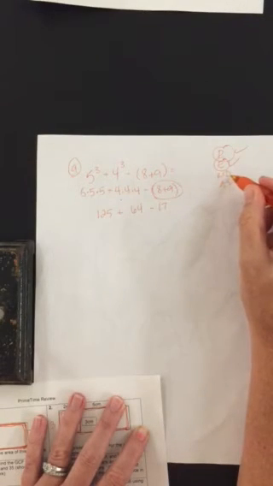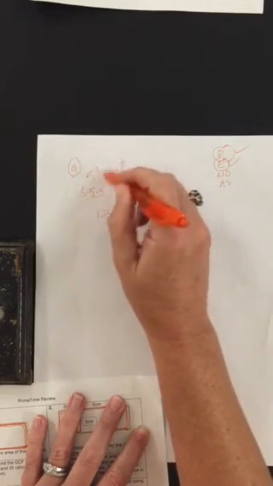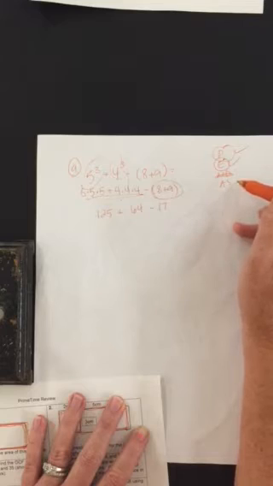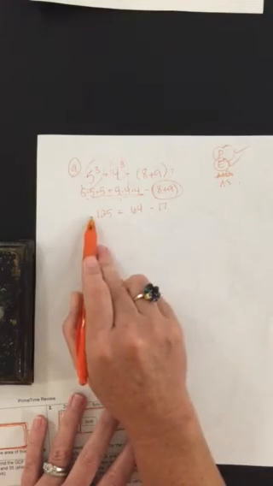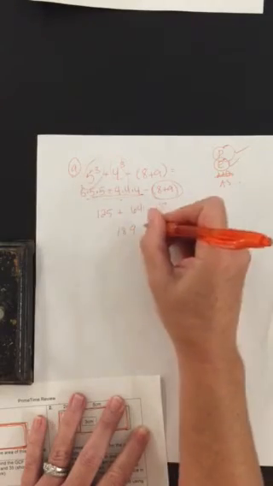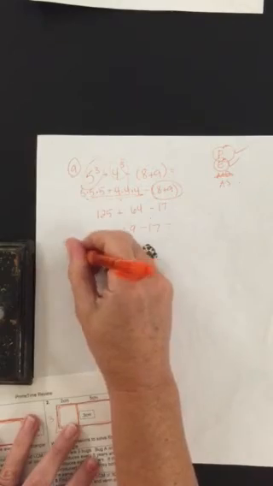Now I need to multiply and divide left to right, which this may look like multiplication, but it actually was the exponents that we did. So we don't have any of this. Now we need to add and subtract from left to right. So I start from left, move right. So this gives us 189 minus 17. And that will give you your answer.